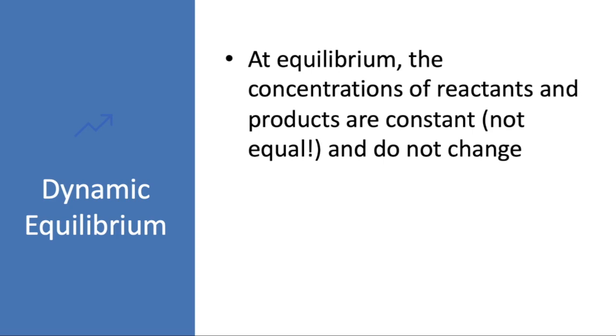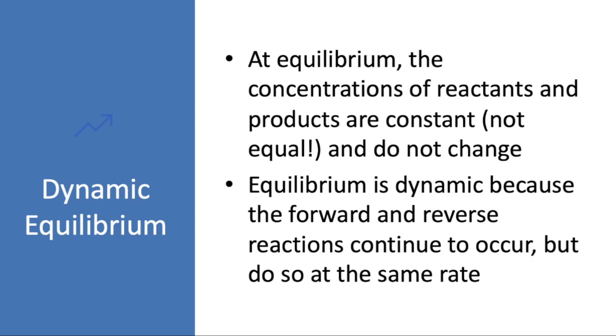At equilibrium, the concentrations of reactants and products are constant and no longer change. So if you're looking at a system at equilibrium, it's not very exciting. It looks like it's doing nothing. However, if we could zoom in to the molecular level, we would see that the forward and reverse reactions are continuing to occur dynamically. But because the forward reaction happens at the same rate as the reverse reaction, there's no net change. This is what we call equilibrium.